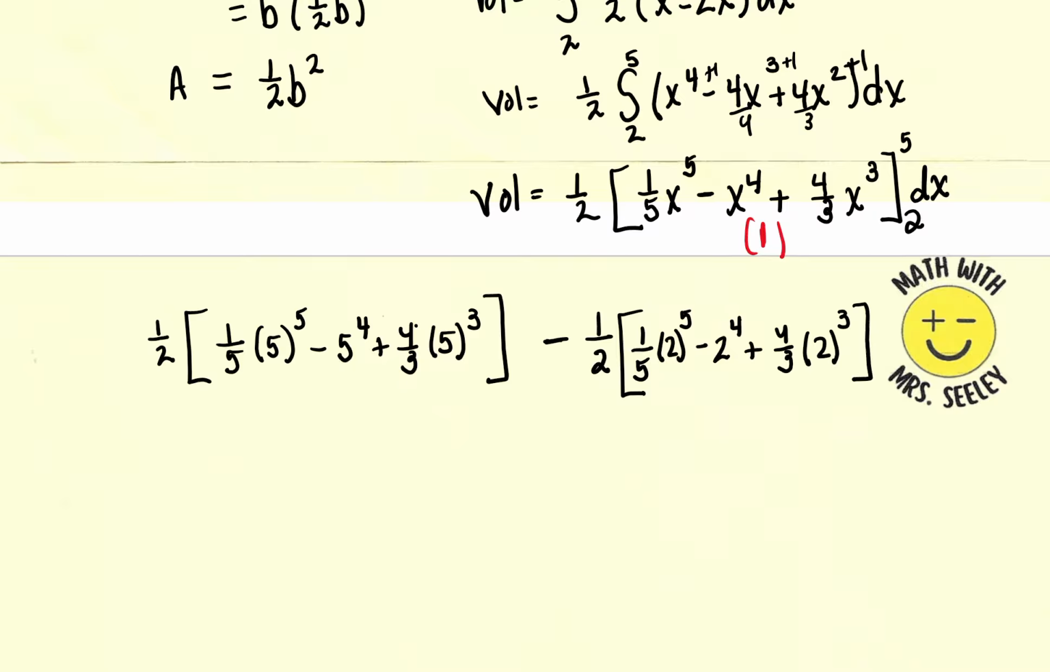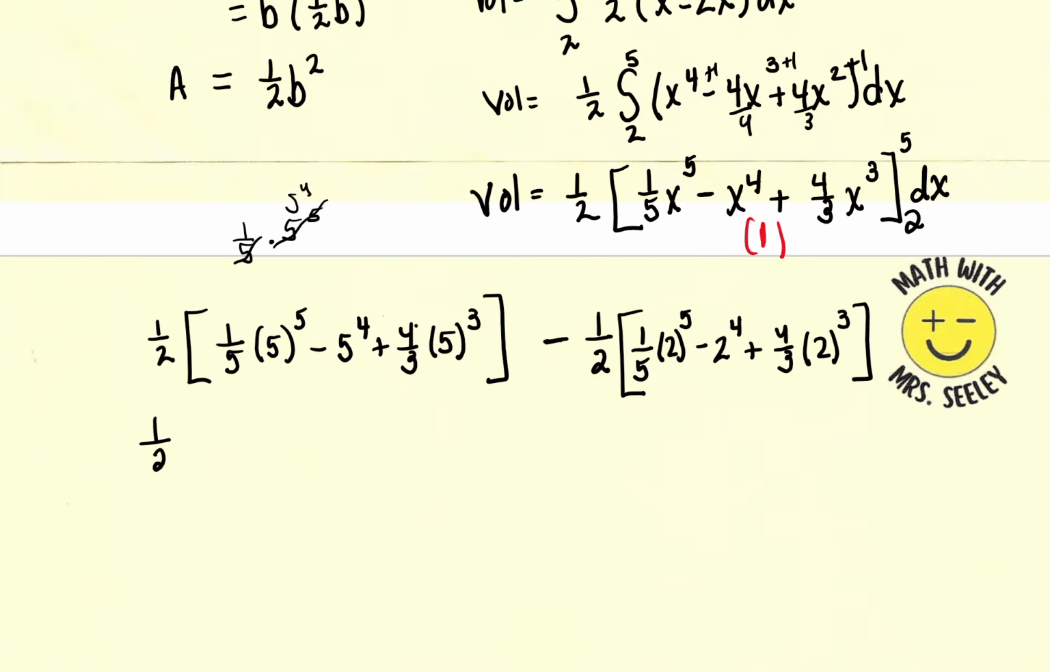Okay. Now what I would do here is that's 5 to the 5th, but that's a 1/5. So kind of think of it like this. If I have one of them and I have 5 of them, can I cancel and just have 5 to the 4th of them?